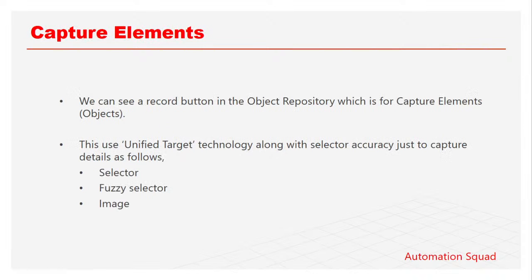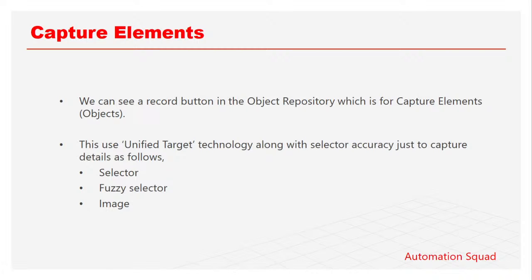So here, create element, capture element. This capture element is nothing but our recording option. This recording button will capture the things into the object repository as an object. The object repository has a built-in technology called unified target, where the selector will be accurately captured with the following details: selector, fuzzy selector and image selector. All these selectors will be captured. If we wish to use all of them, we can enable them and use them.